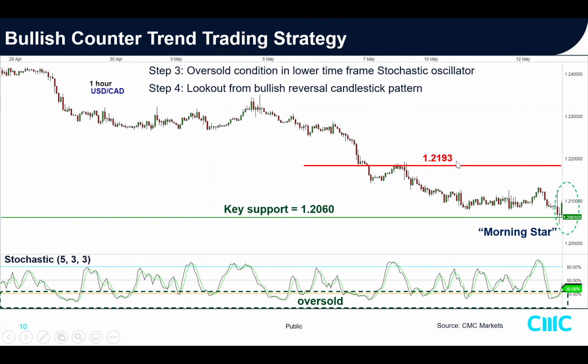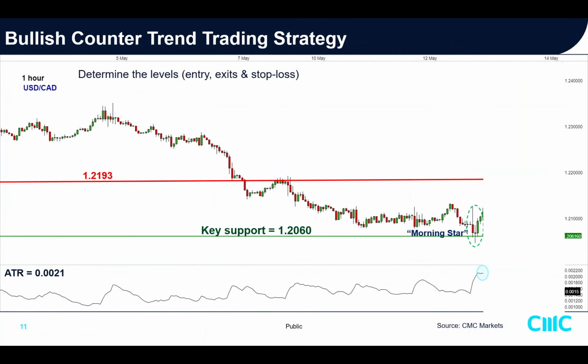Because this is not a trend trading strategy, this is a counter trend. We know that the trend is still trending on the downside, unless that major descending resistance I drew earlier on the daily chart has been taken out on the upside. Then we say that the trend has indeed reversed. Till now, we do not know whether the trend will reverse or not. It just brings a short-term rebound to the intermediate resistance on the hourly chart at 1.2193. Then from there, we will decide how to place the stop loss.